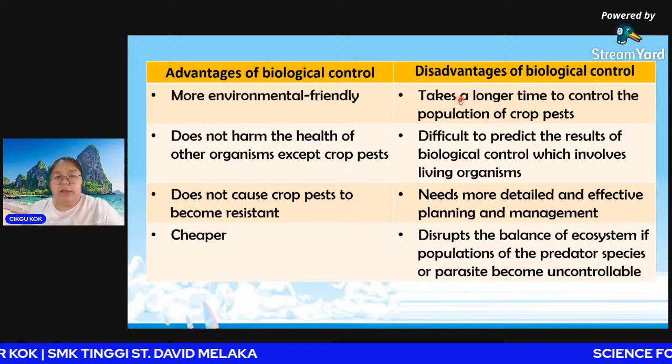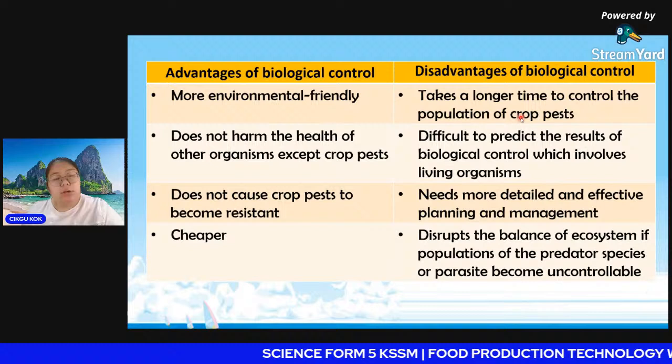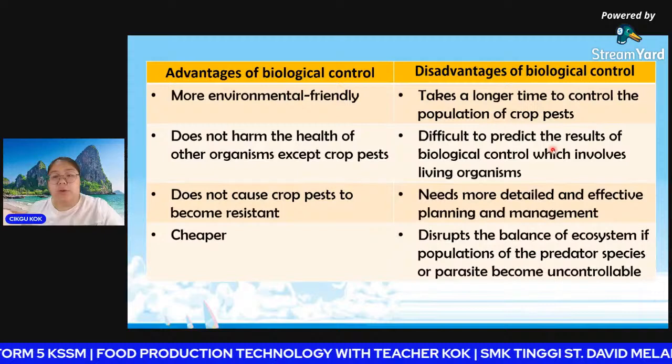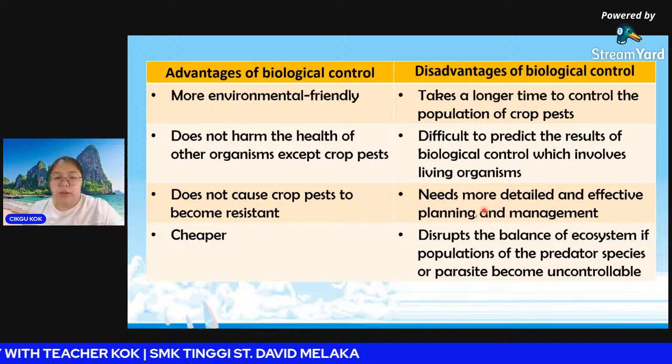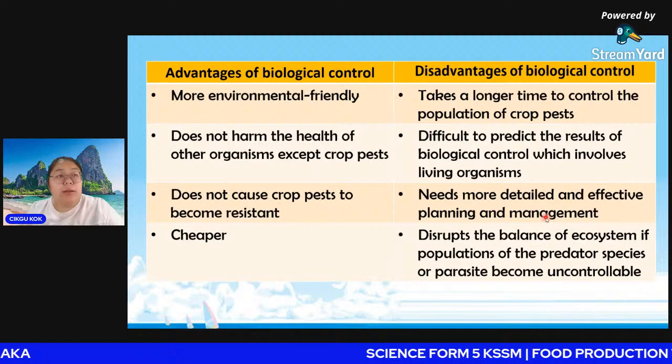Now we're going to see disadvantages. It takes a long time to control the population of the crop pests. And also the product, we are not confirmed. Difficult to predict the result. That's why I said it is difficult to predict the result of biological control, which involves living organisms. It needs more detail and also effective planning and management. You need to plan where you want to put it, where you want to keep it, how many you need. So this one is management.